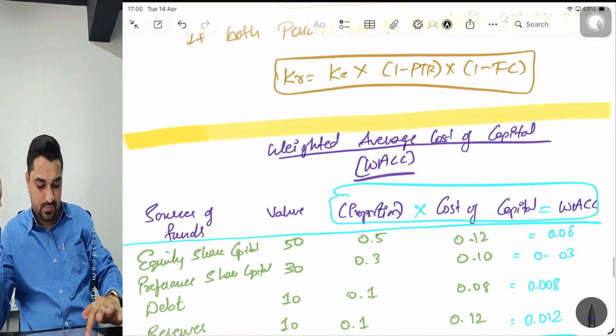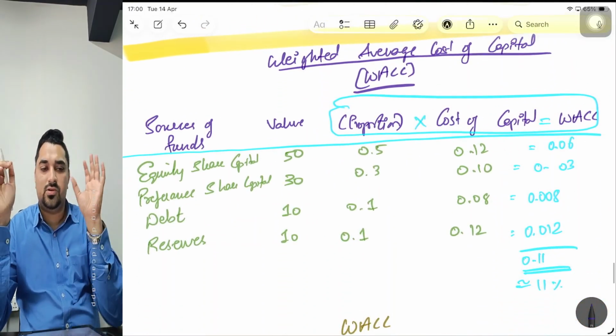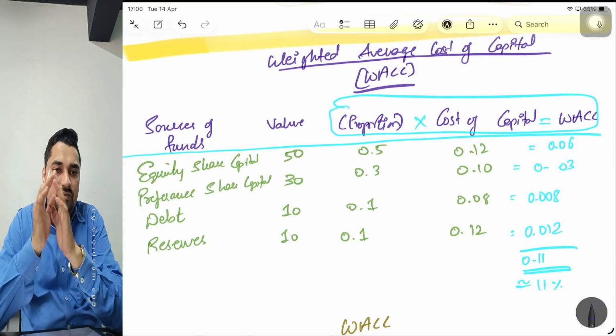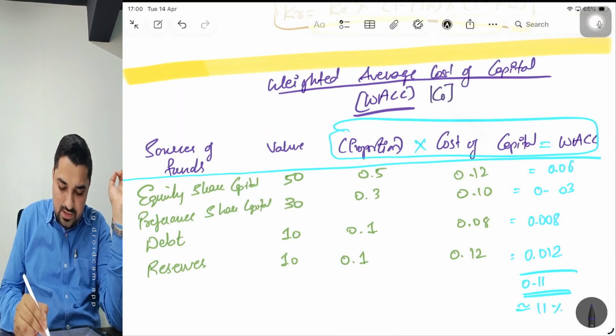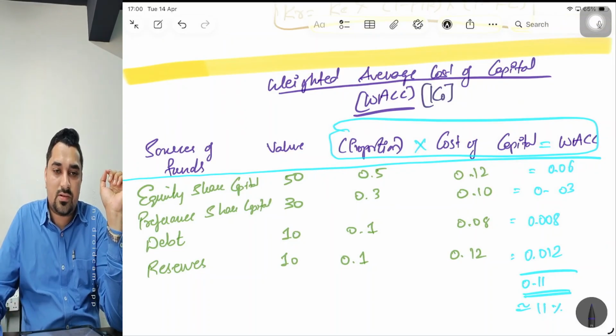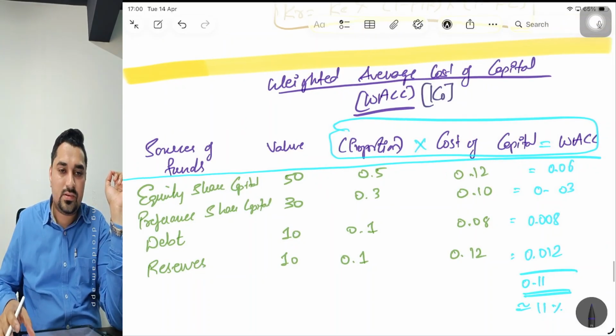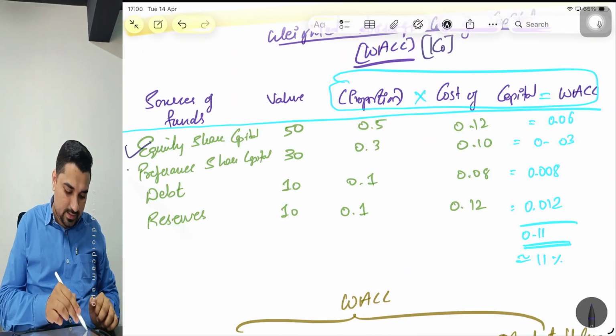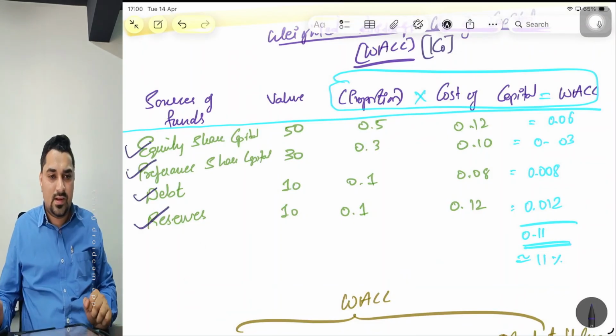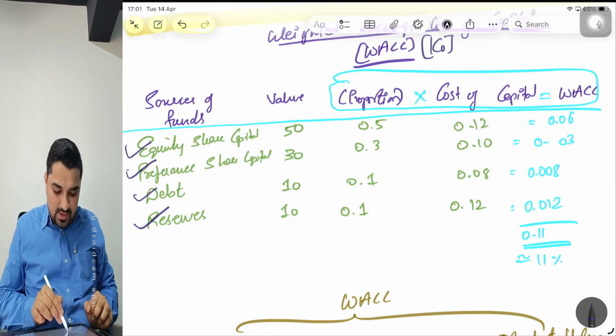So you know the individual cost component KD, KP, KR, KE. Yes, you understood everything. So then how do you calculate weighted average cost of capital, also called as KO? So what I'll do, I've just drawn up a table here. There are 4 sources of finance: equity share capital, preference share capital, debt and reserves. Now assume I needed capital of 100 crores.